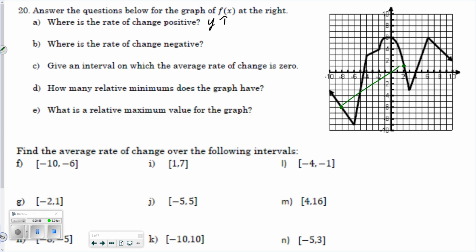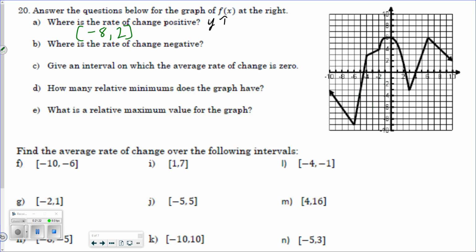From -8 to 2, and for rate of change, you always put brackets because rate of change only cares about the beginning and the end. As long as what's happening in the middle is continuous, it doesn't matter what happens in the middle. So from -8 to 2, the average rate of change is positive. I went from a y value of -6 to a y value of 1. My y increased, giving a positive rate of change.